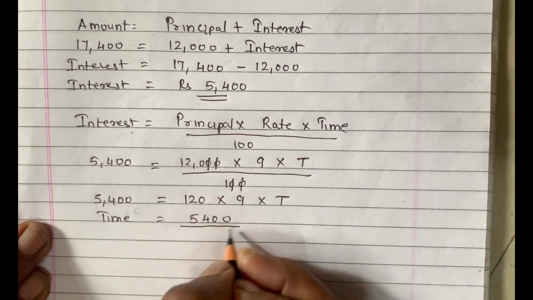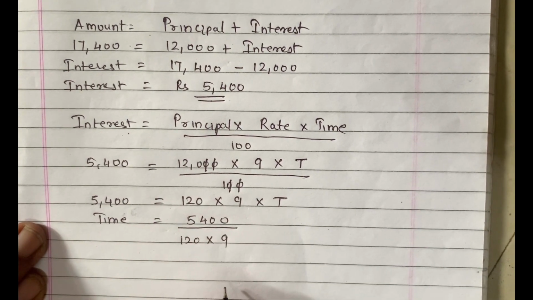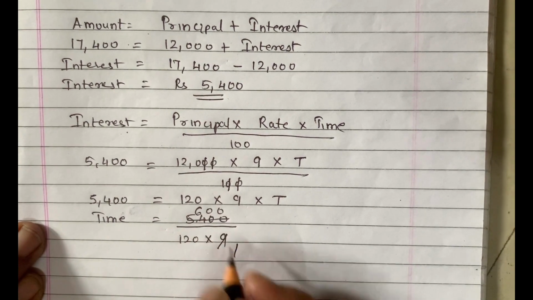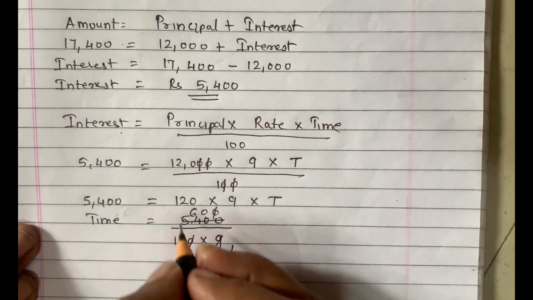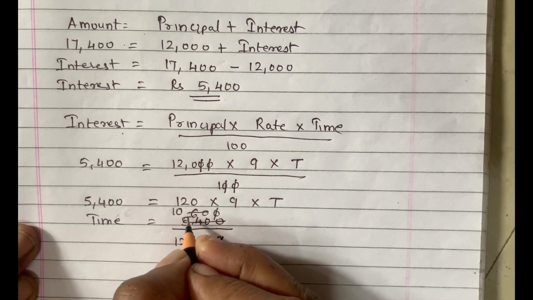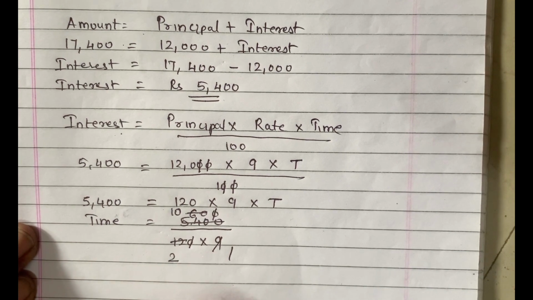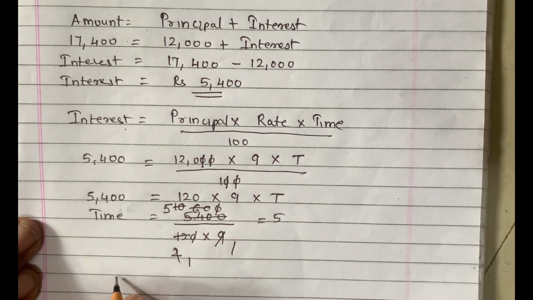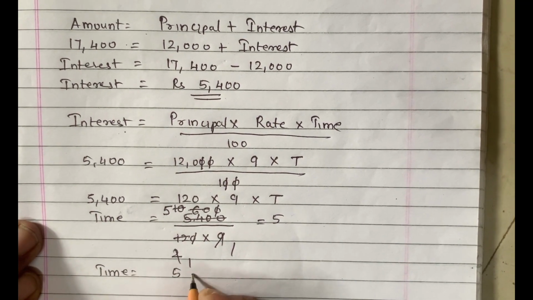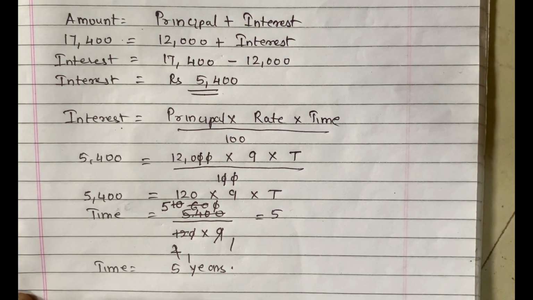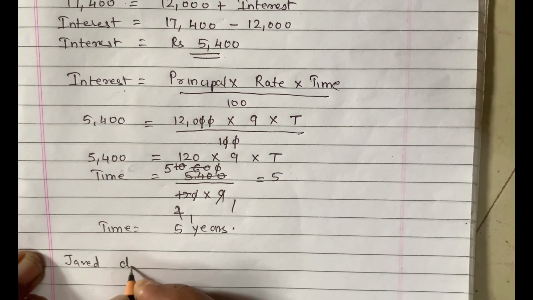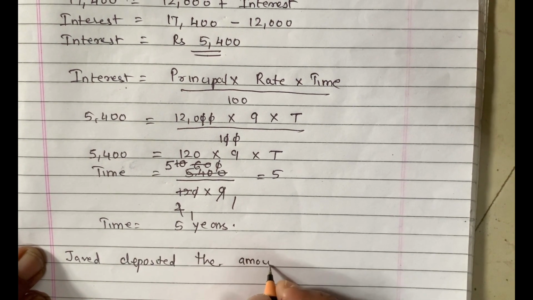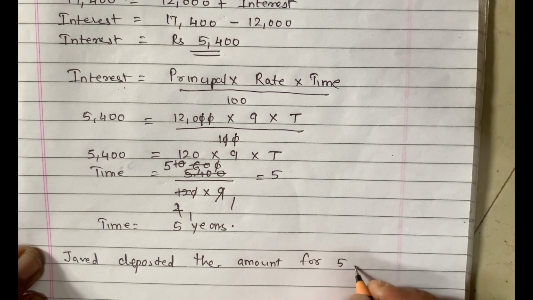5,400 upon 120 into 9. 9 ones are 9. 9 6s are 54. 2 0 you write. 1 0 1 0 get cancelled. 6 1s are 6. So 6 10s are 60. 6 2s are 12. 2 1s are 2. 2 5s are 10. So you get answer 5. So time is how much? 5 years. Okay. So Javed deposited the amount for 5 years.